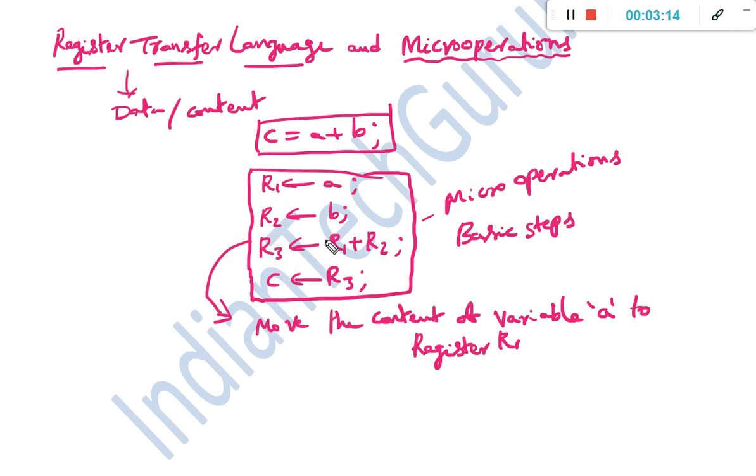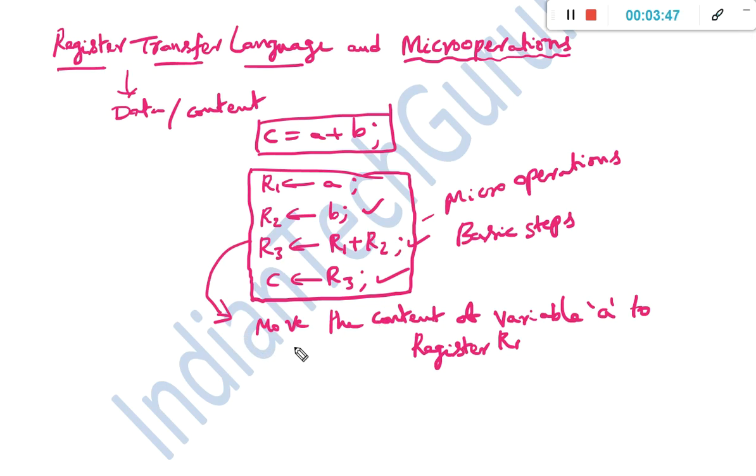Similarly, for the next line of code, move the content of variable B to register R2. For this line of code, add the contents of register R1 and register R2 and store in register R3. And for this line, move the content of register R3 to the variable C. Like this, we would write in English statements, which is cumbersome as well as requires much time.